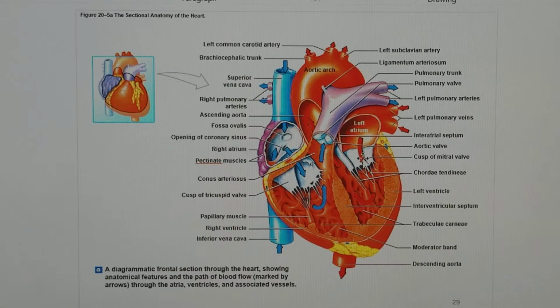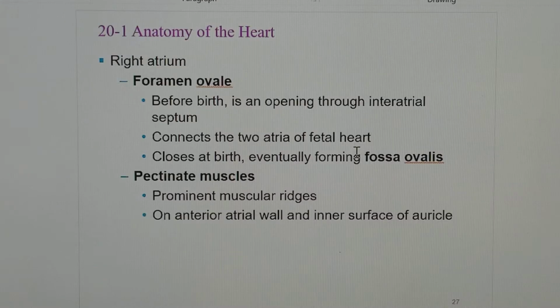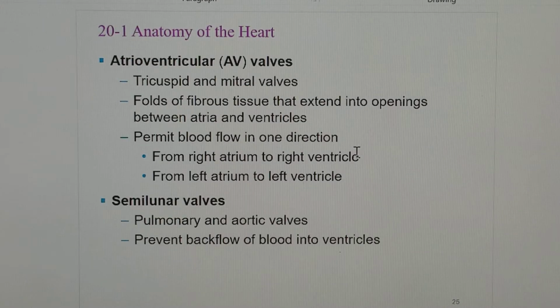Okay, which is going to say aortic valve, which you cannot see. All right, so we've got valves to the aorta, pulmonary trunk, valves separating the atria from the ventricles. So the atrioventricular valves are the tricuspid and the mitral valve.